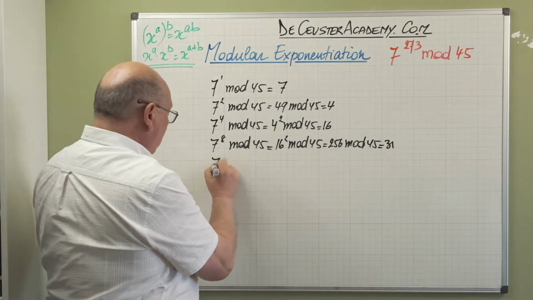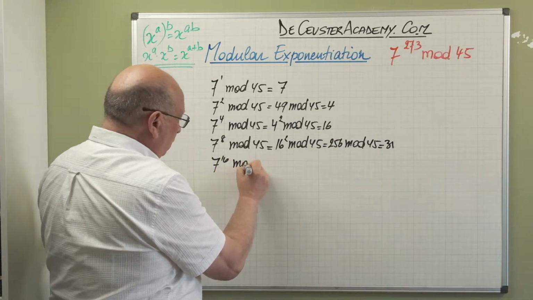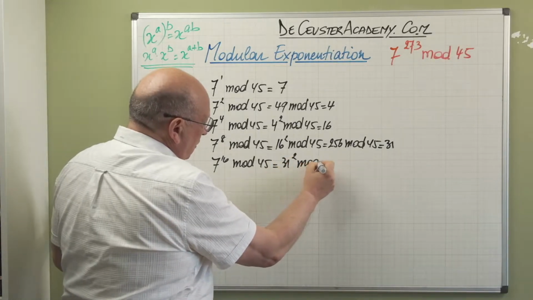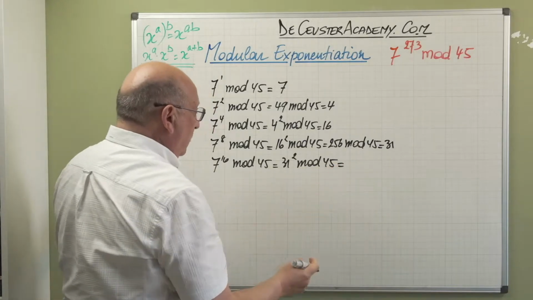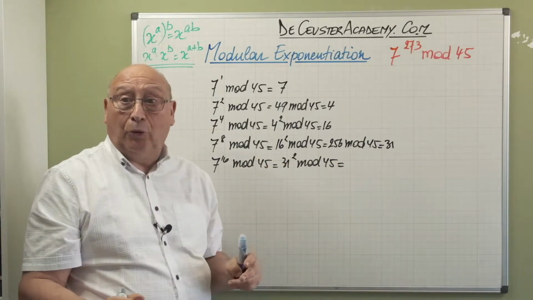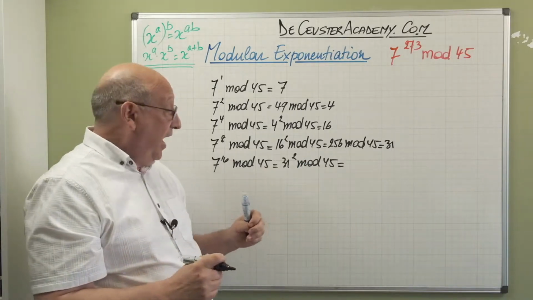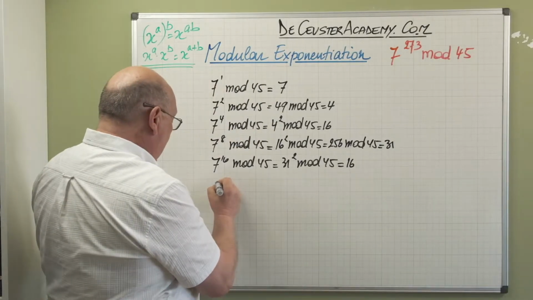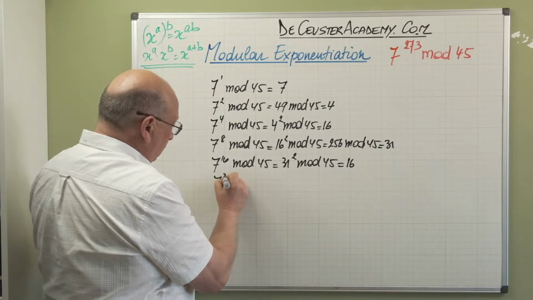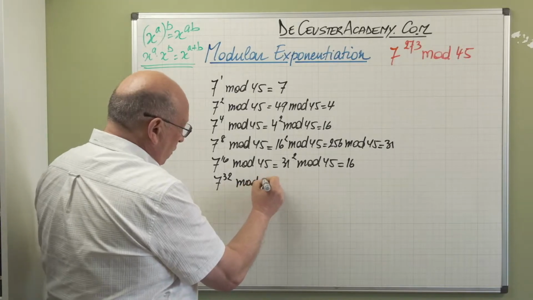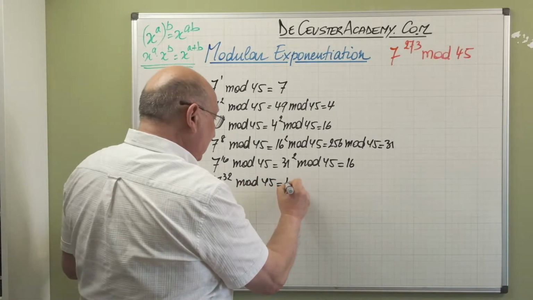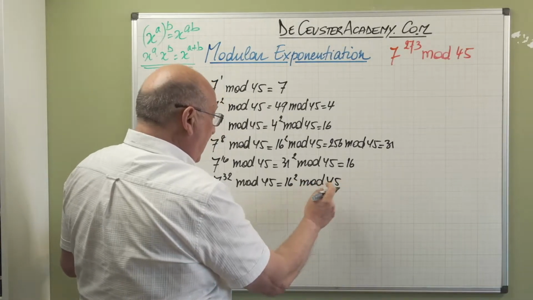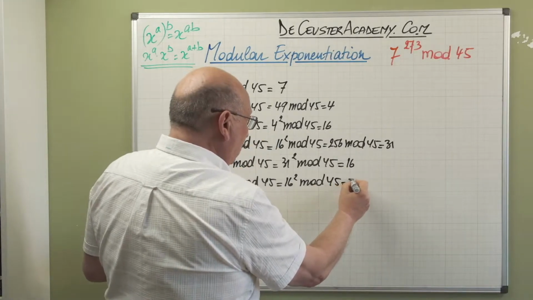We go to 7 to the power 16 modulus 45. We take 31 squared modulus 45, and when you do the calculation you will find that this is 16 again. And now 7 to the power 32 modulus 45 is 16 squared modulus 45, and we have the same as here, which is 31.